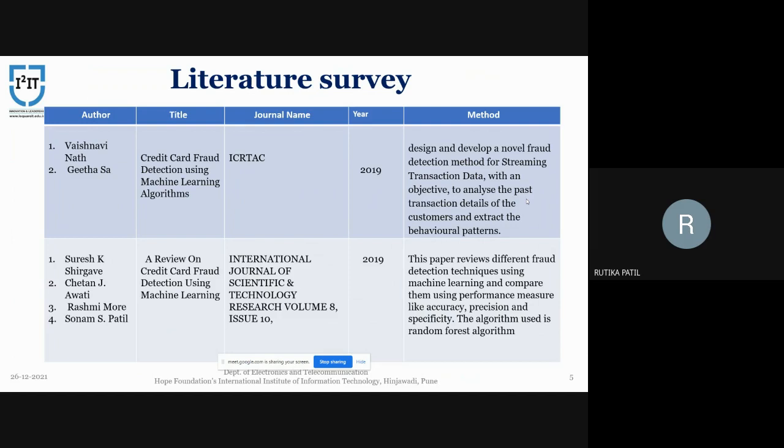And the fourth title of the literature survey is A Review on Credit Card Fraud Detection Using Machine Learning. It is published by the International Journal of Scientific and Technology Research in 2019. This paper reviews different fraud detection techniques using machine learning and compares them using performance measures like accuracy, precision and specificity. The algorithm used is the random forest algorithm.